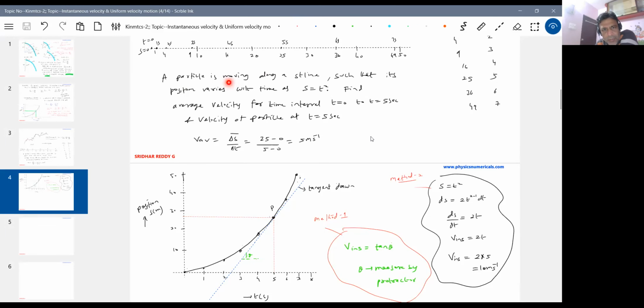The question was asked, no? A particle is moving along a straight line such that its position varies with time. Find the average velocity for the time interval 0 to 5 seconds, and the velocity of the particle at t equal to 5 seconds, this is the instant velocity.